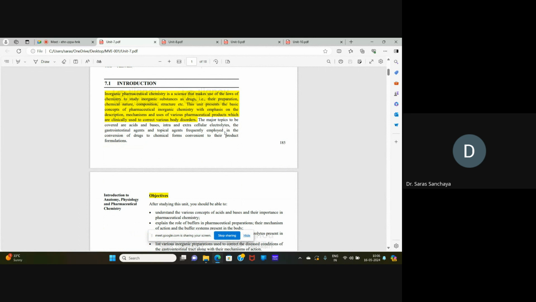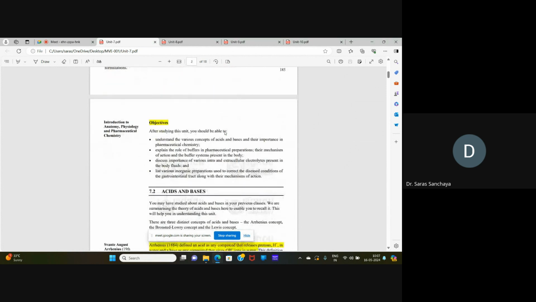So, inorganic pharmaceutical chemistry is a science that makes use of laws of chemistry to study inorganic substances as drugs. And what about drugs? Their preparation, chemical nature, composition, structure, and other things. This unit presents the basic concepts of pharmaceutical inorganic chemistry with emphasis on description, mechanisms, and use of various pharmaceutical products which are clinically used to correct various body disorders.